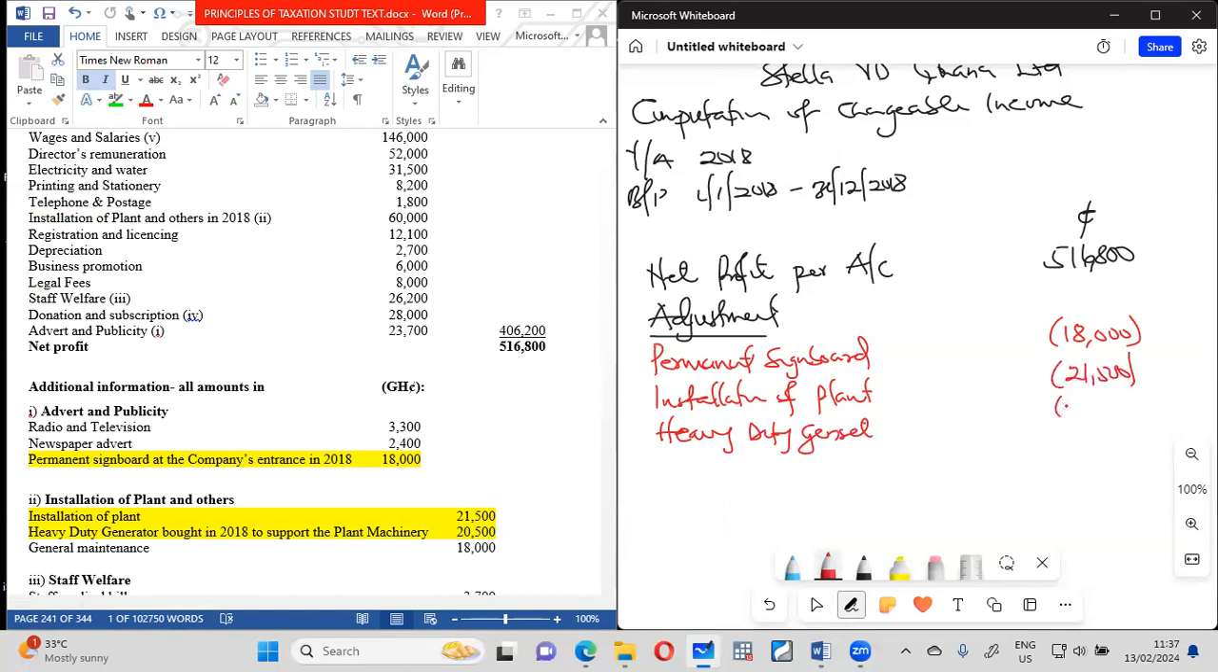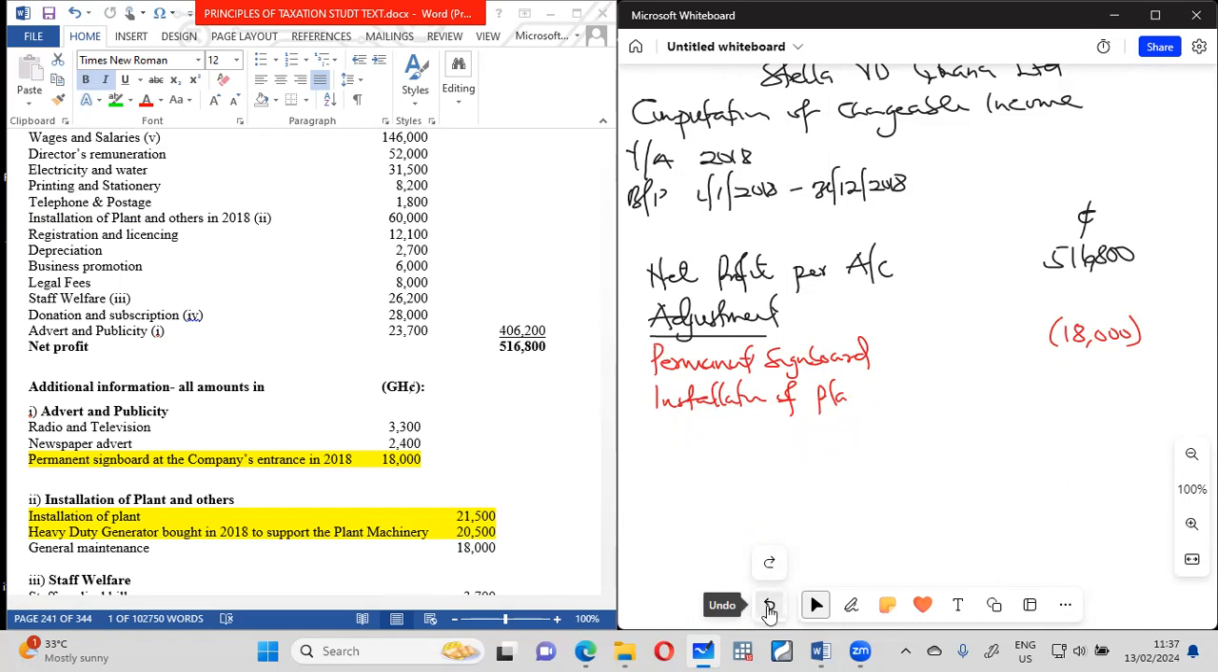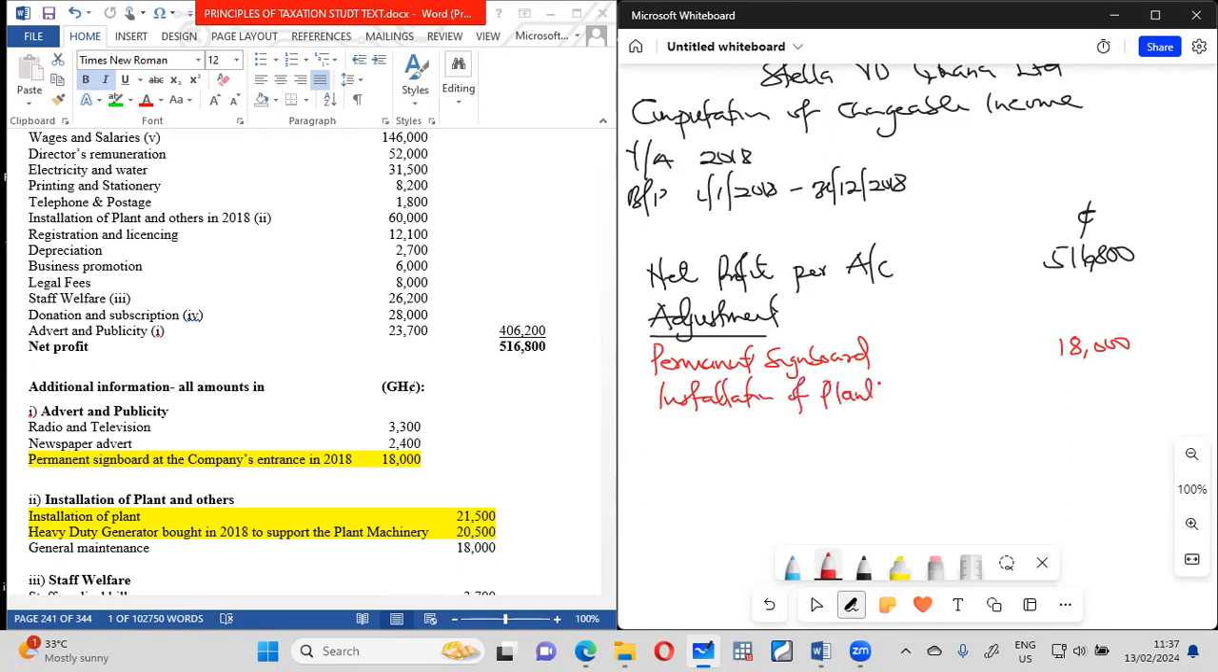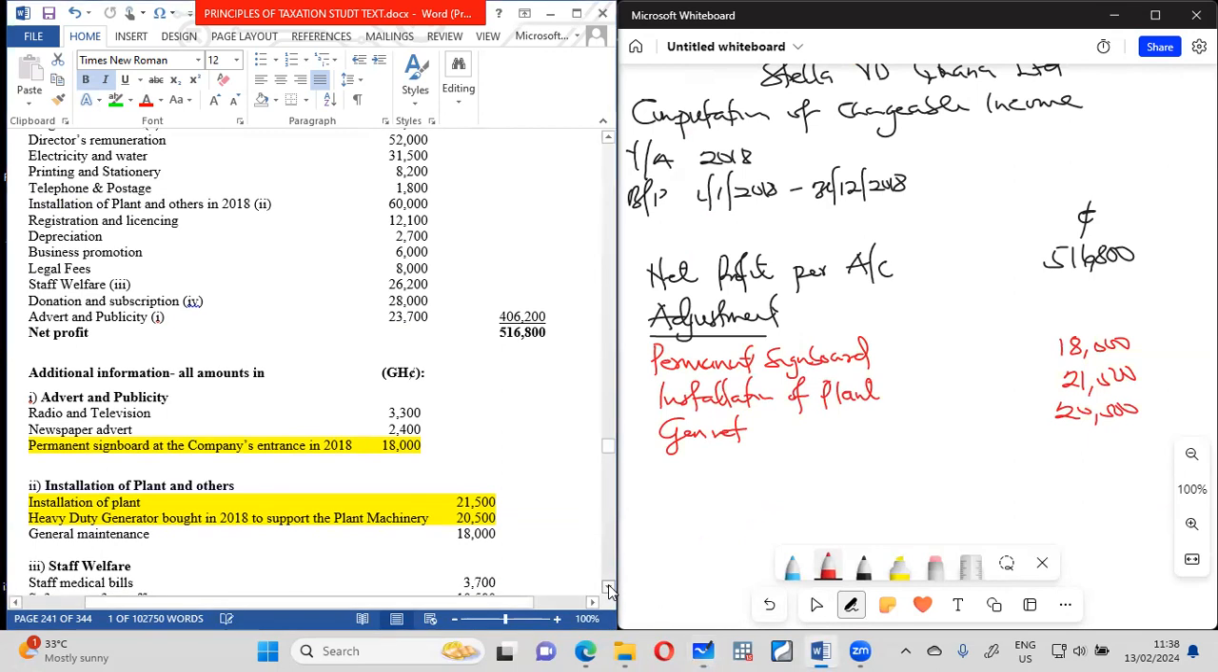So we have 21,500. Then, you see here I'm deducting, we are adding back, sorry, it is supposed to be added back. Because those things were deducted earlier, we are adding it back. So this one was 18,000. We have installation of plant. If we deduct, it means we are double deducting. So it can be 21,500. Gen set 20,500. All right, so that is what we have. Then what else did we touch?